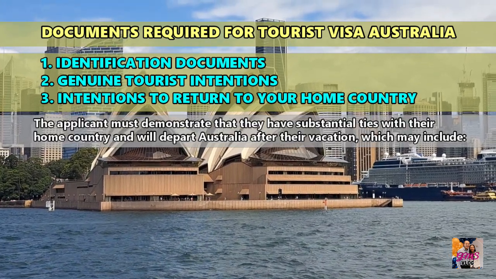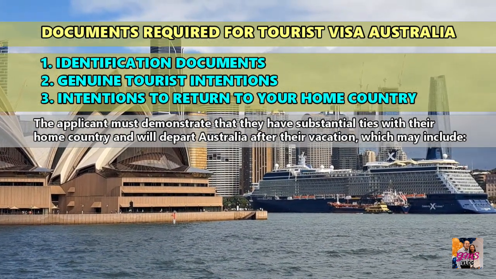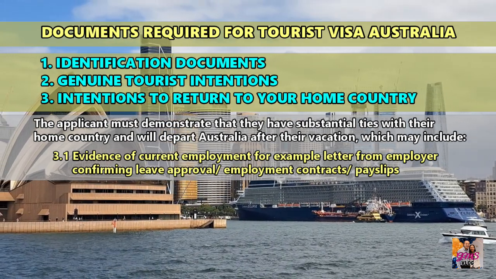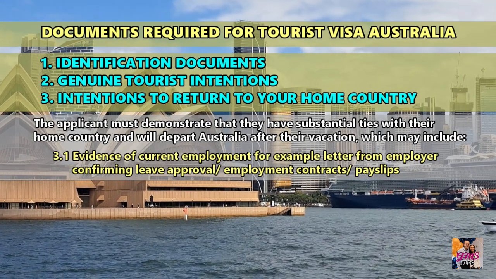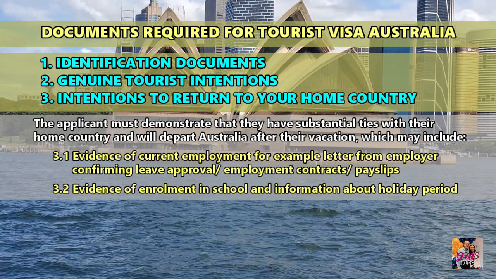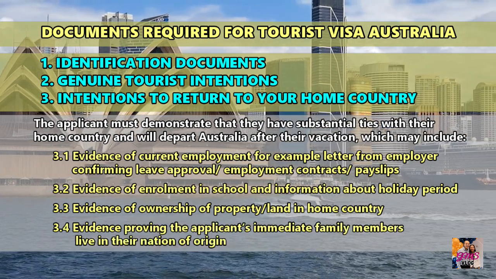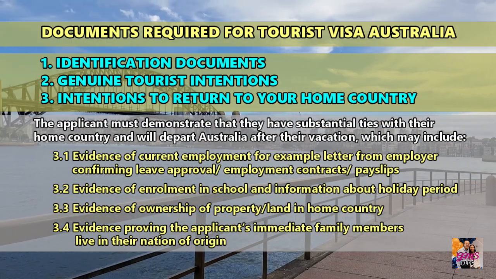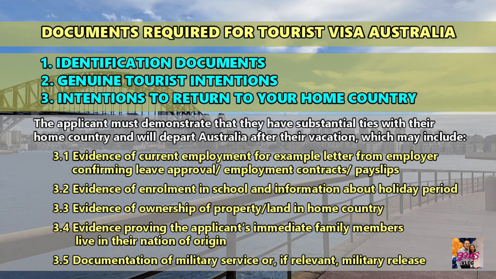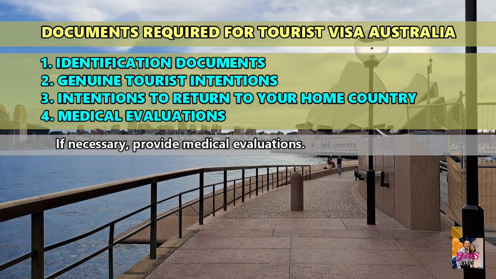The applicant must demonstrate that they have substantial ties with their home country and will depart Australia after their vacation, which may include evidence of current employment, for example, letter from employer confirming leave approval, or employment contracts or payslips, evidence of enrollment in school and information about holiday period, evidence of ownership of property or land in home country, evidence proving the applicant's immediate family members live in their nation of origin, documentation of military service or, if relevant, military release, medical evaluations. If necessary, provide medical evaluations.